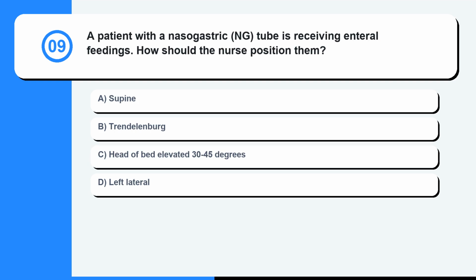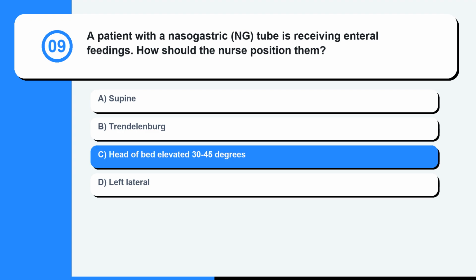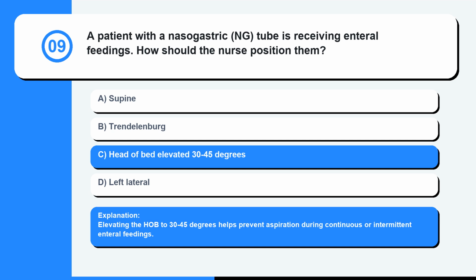Question 9. A patient with a nasogastric (NG) tube is receiving enteral feedings. How should the nurse position them? A. Supine. B. Trendelenburg. C. Head of bed elevated 30 to 45 degrees. Or D. Left lateral. The correct answer is C. Head of bed elevated 30 to 45 degrees. Elevating the HOB to 30 to 45 degrees helps prevent aspiration during continuous or intermittent enteral feedings.